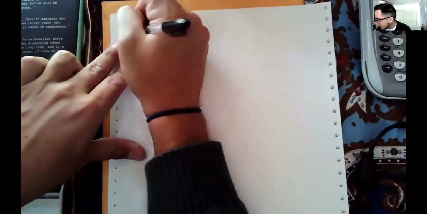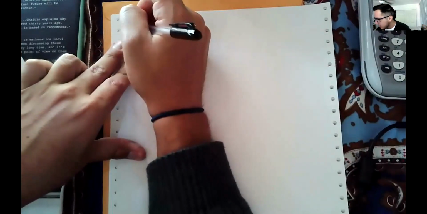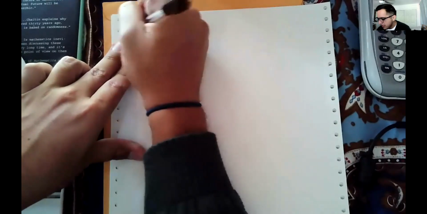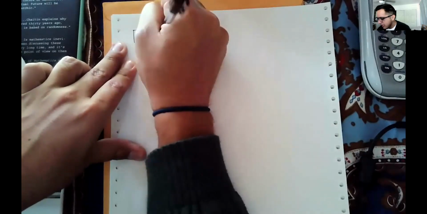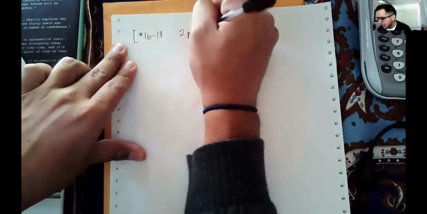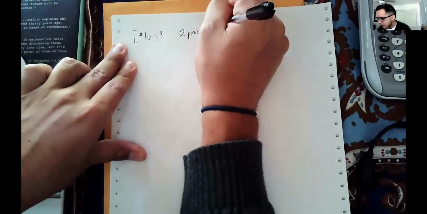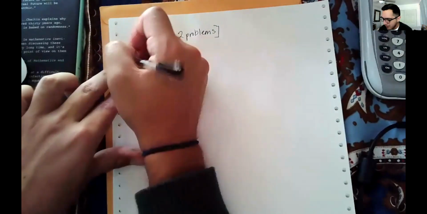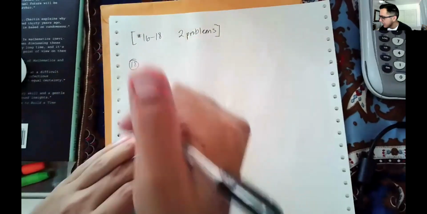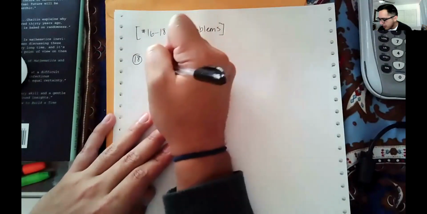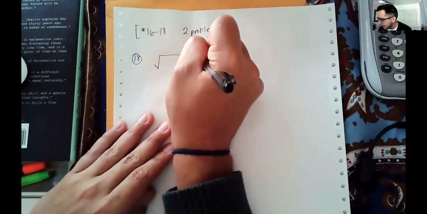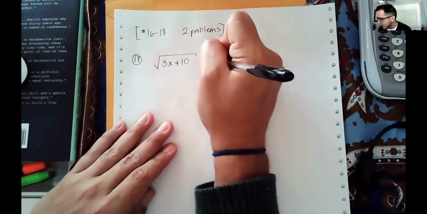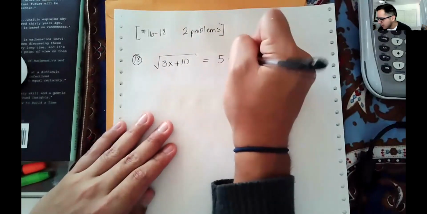All right, let's take a look at the next one. So for problems number 16 through 18, you're going to have two problems like these on the test. And we're going to start with problem 18. We're just going to do problem 18. So this one is the square root of 3x plus 10 is equal to 5 minus 2x.